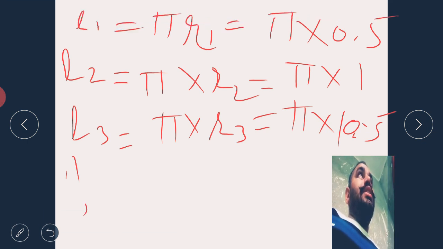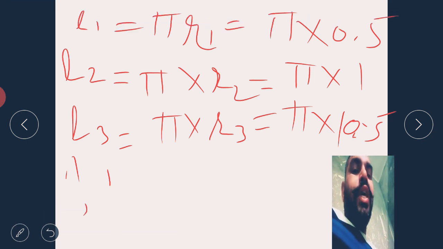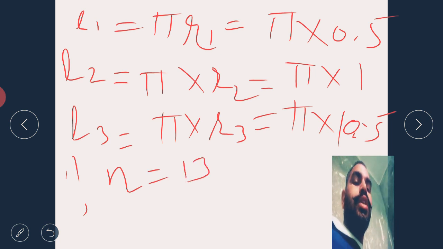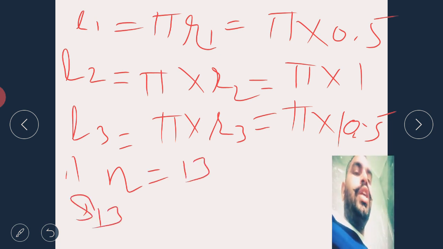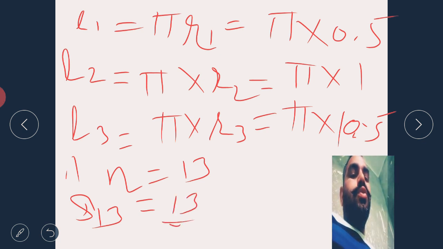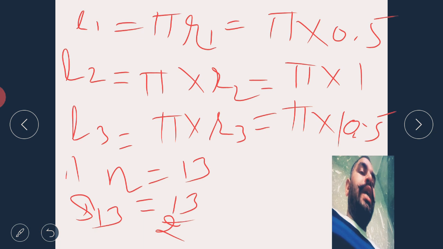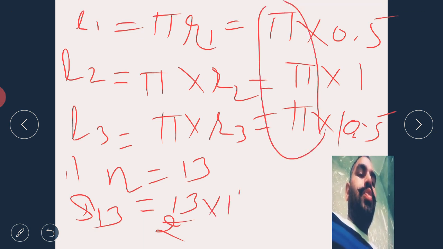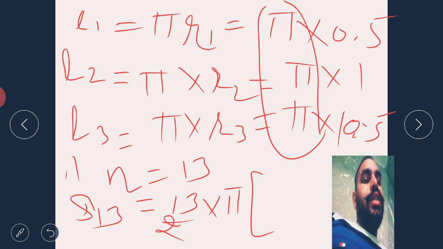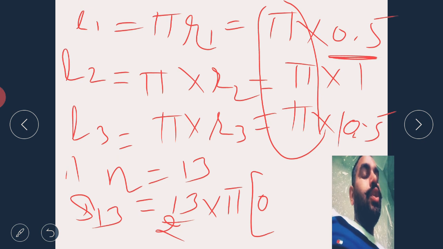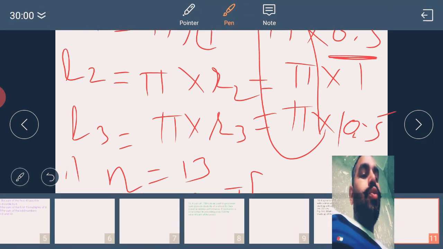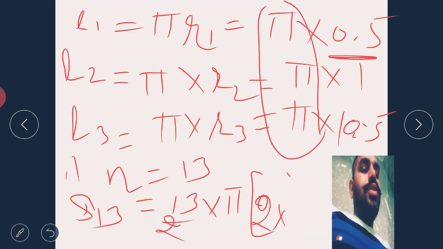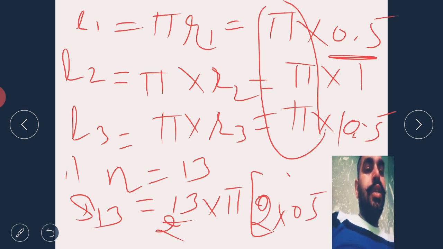So sum we have to find out. For sum, n is equal to 13. So we have to find out S13, which is 13 by 2, and we can take pi as a common from all the terms, yes or no? So into pi, or you can write it, a is the r1 which is 0.5, 2 into a, 2 into 0.5. मैं नेक्स्ट स्लाइड में चलता हूँ, देखते हैं क्या होता है.